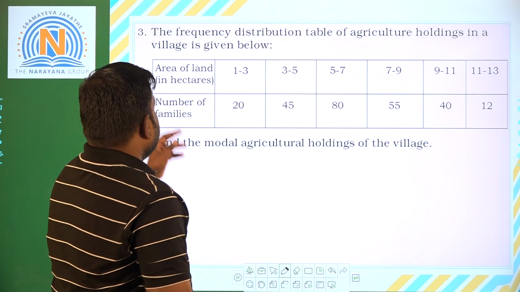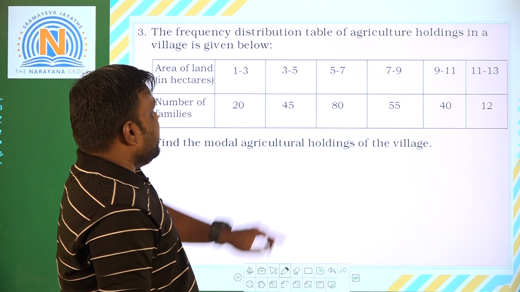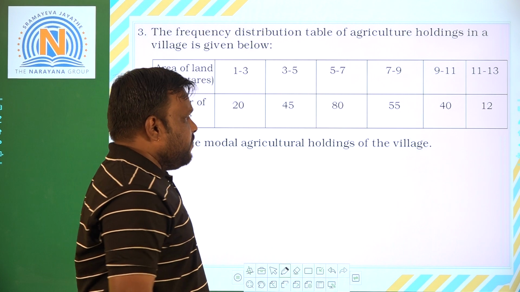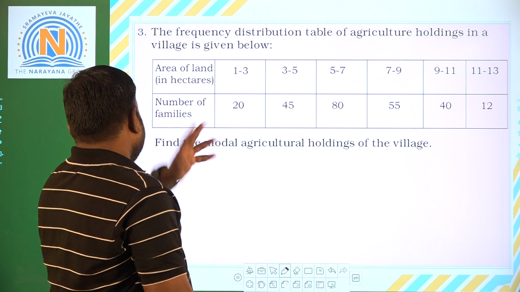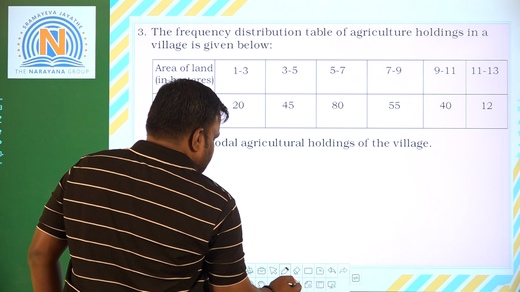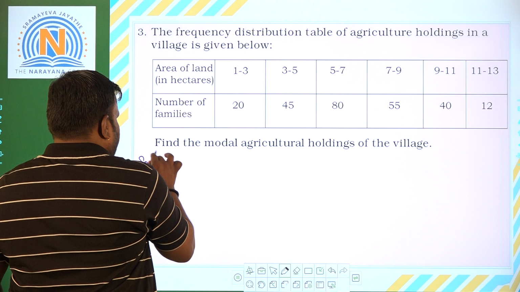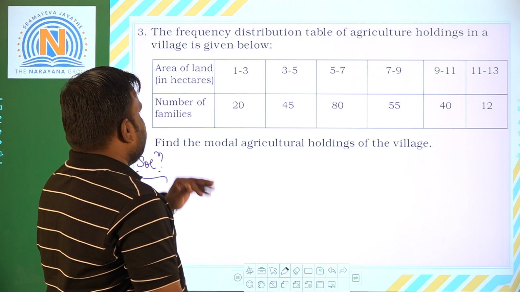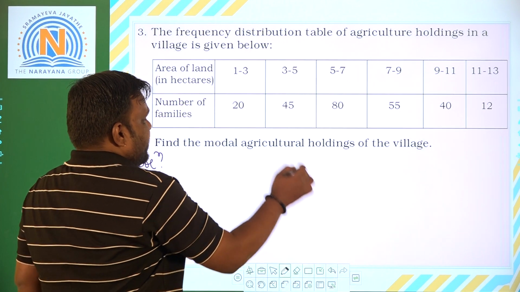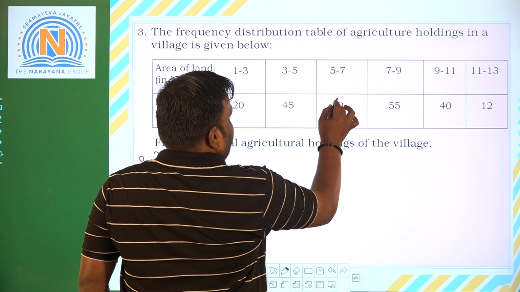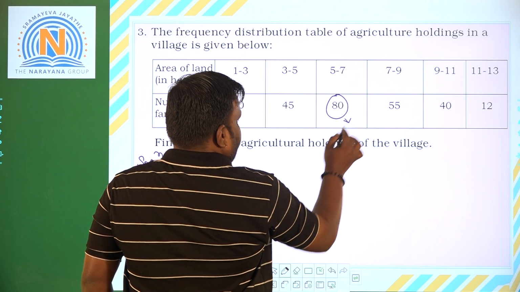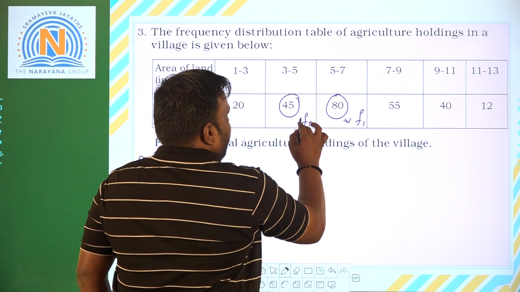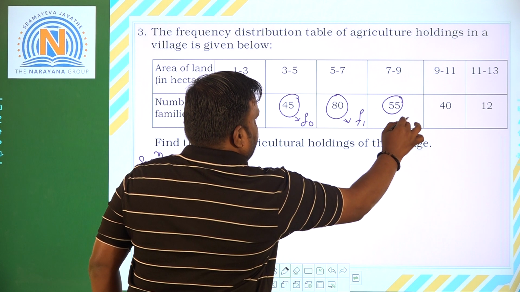So now coming to the third one, the frequency distribution table of agricultural holdings in a village is given below. Here also find the modal agricultural holdings of the village. Here also the same thing. Let us calculate this one directly. For the solution, again we require F1, F0, F2, L and H. If you concentrate correctly, the highest frequency is again 80. So 80 is going to be our F1. If this is F1, then this becomes F0, and this will become F2.